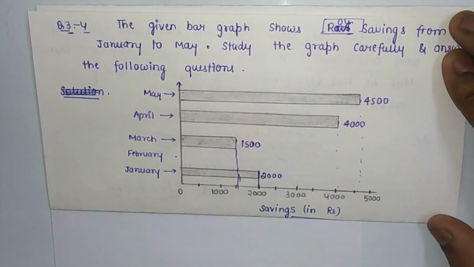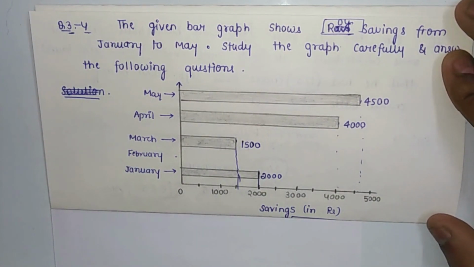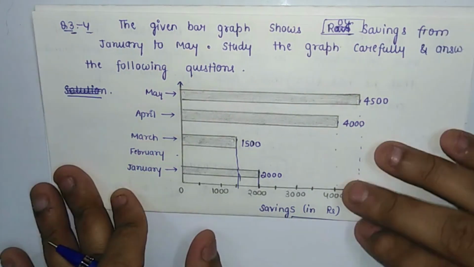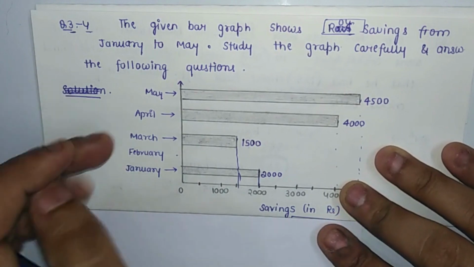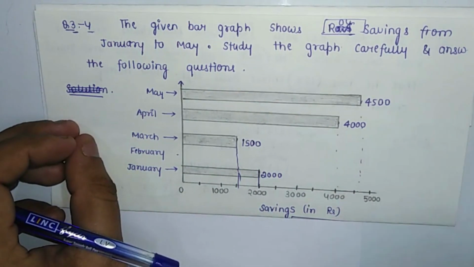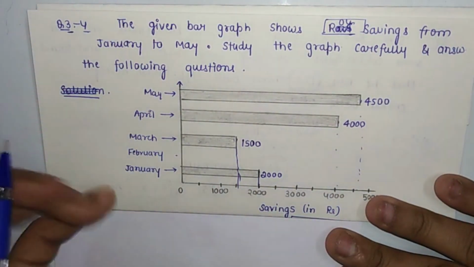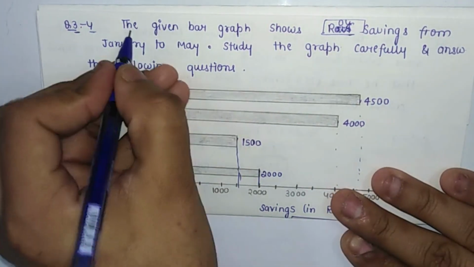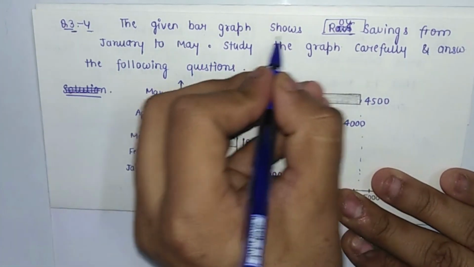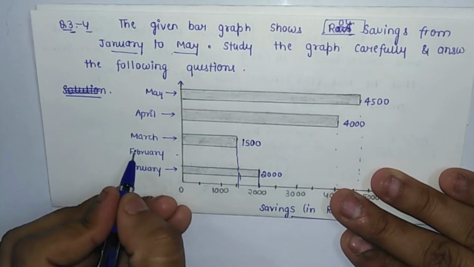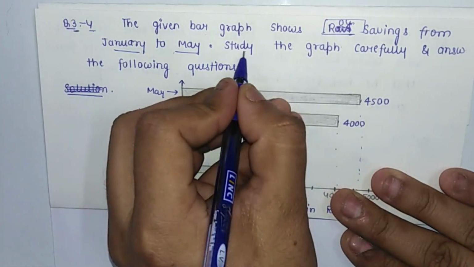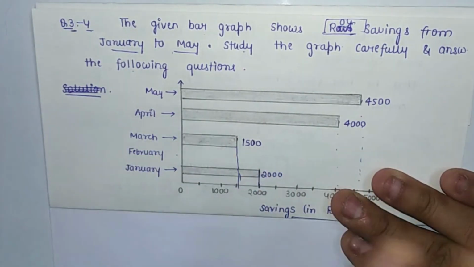Let's take a look at questions number 3 and 4. Questions number 3 and 4 are from data handling. A single bar graph is given, and the 3rd and 4th questions depend on the information given in the graph. The statement says: the given bar graph shows Roy's savings from January to May, January, February, March, April, May. Study the graph carefully and answer the following questions.